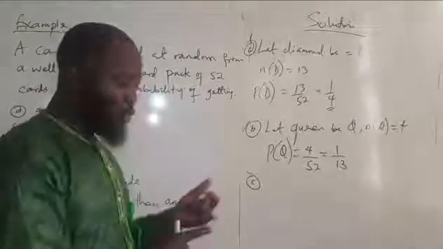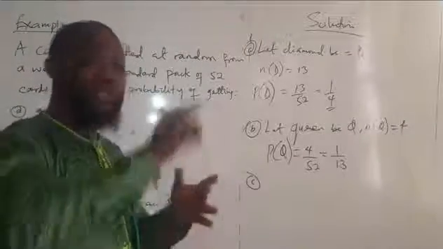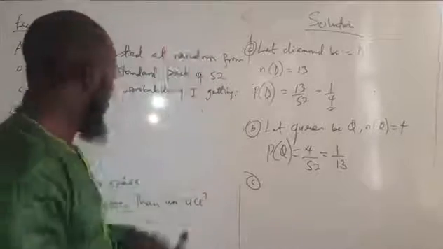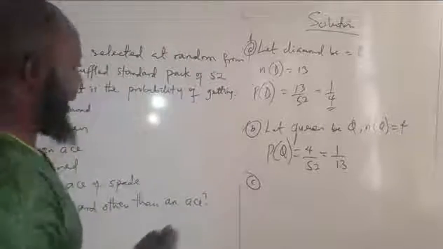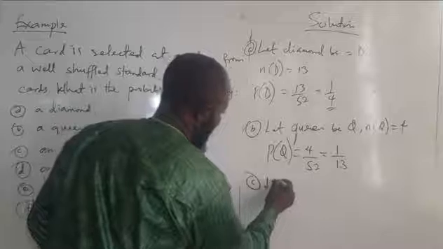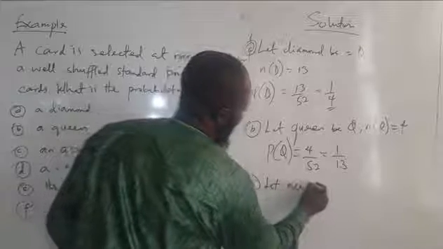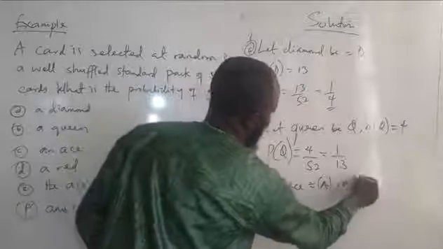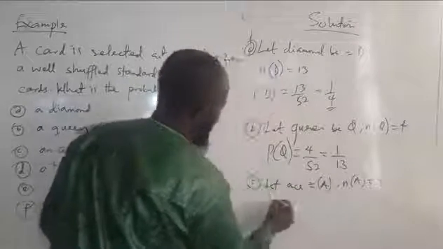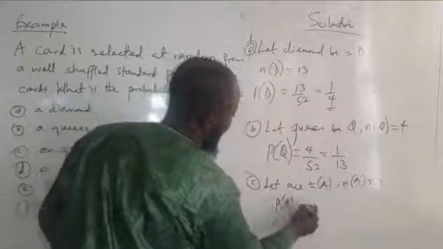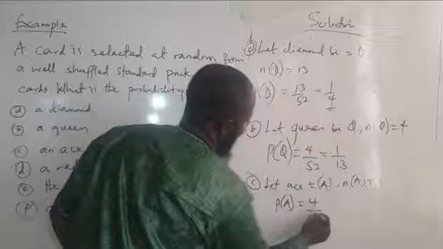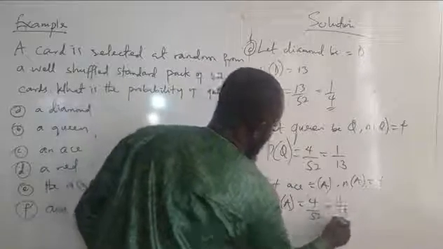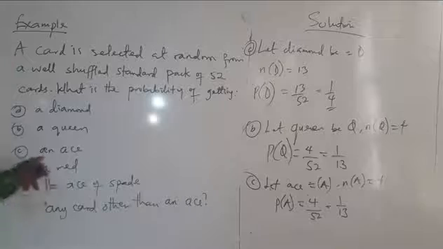So we have 2, 3, 4 to 10. They are also 4. So the same thing will happen to an ace. So let ace be A. Therefore, number of A is 4. That is, probability of A is 4 divided by 52, that is 1 over 13 as well.